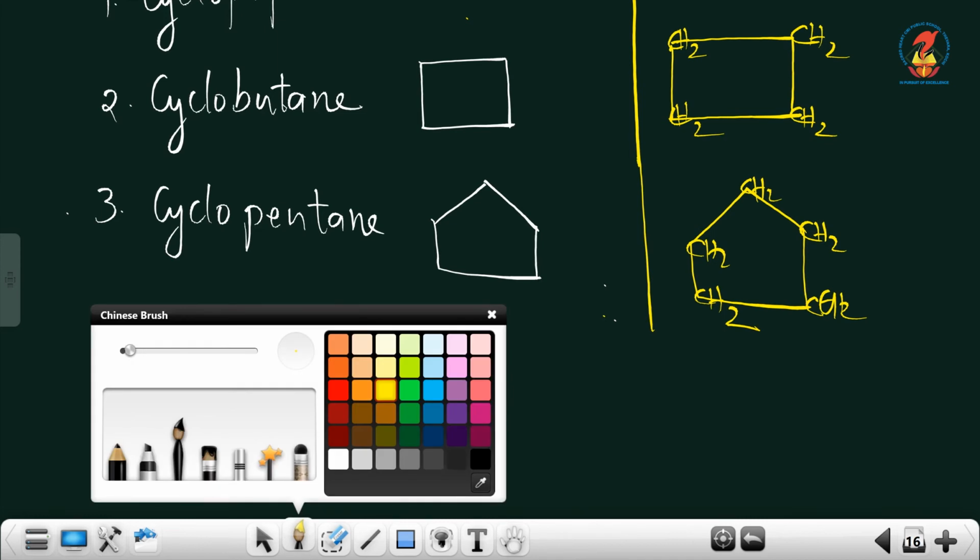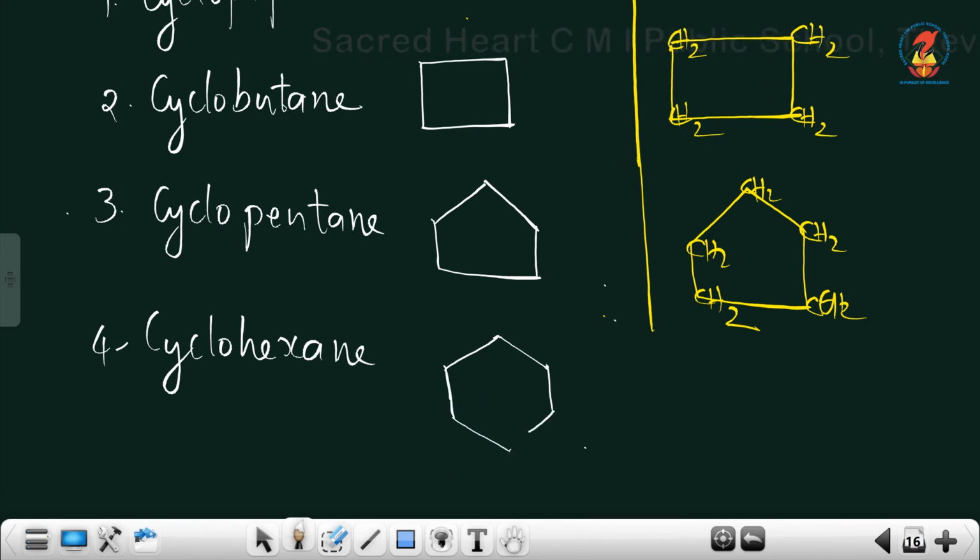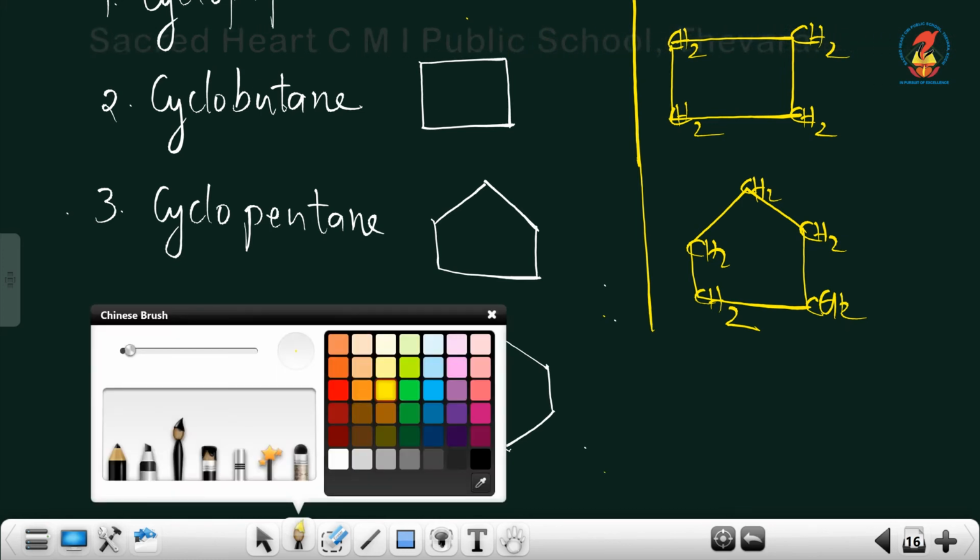Now the next is cyclohexane. How can we draw the cyclohexane ring? Okay, this is the bond line representation.